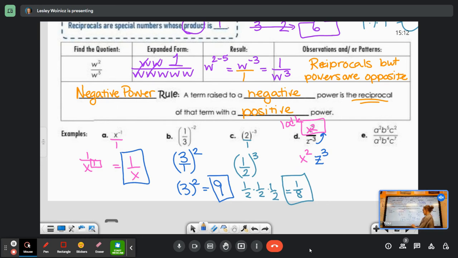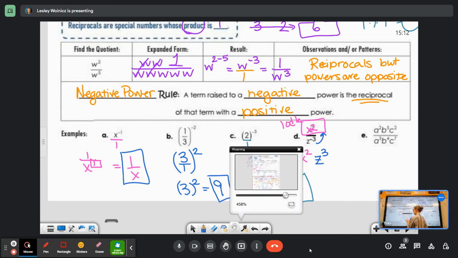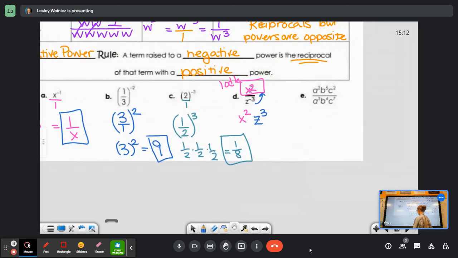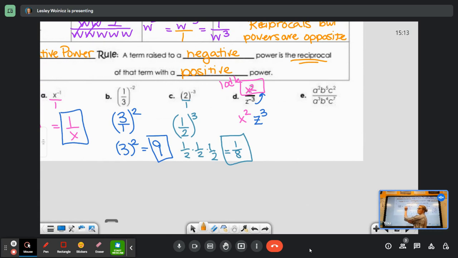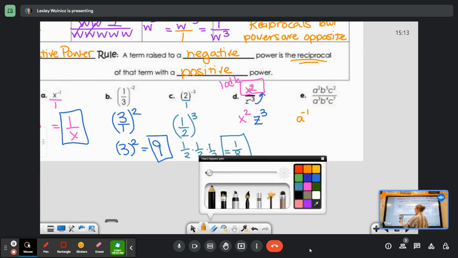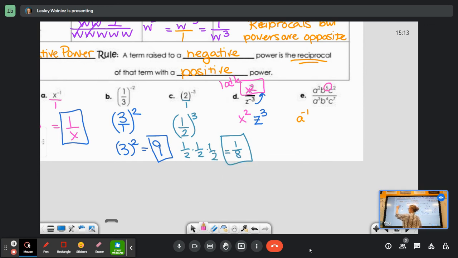All right, let's look at E. Let's use the quotient rule on this one. The quotient rule says that when I'm dividing same bases, I get to subtract my powers. So I'm going to take the 2 and subtract the 3, right? So that gives me a to the -1. Now I'm going to do the same thing for the b's. I've got a 5 minus a 4. That gives me b to the +1.